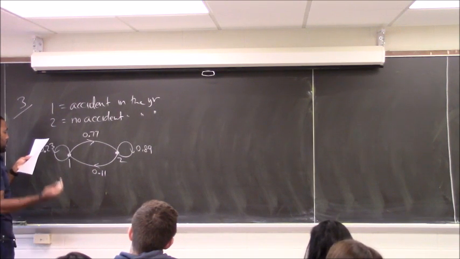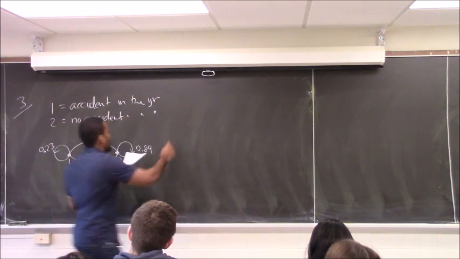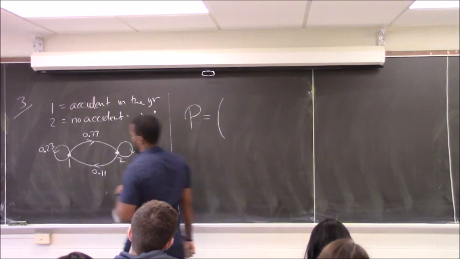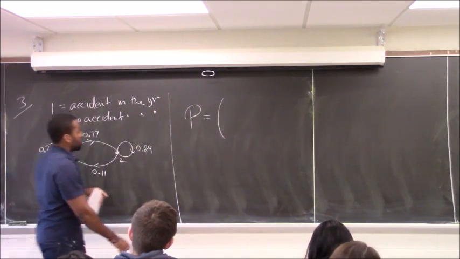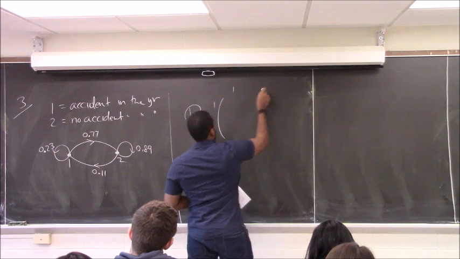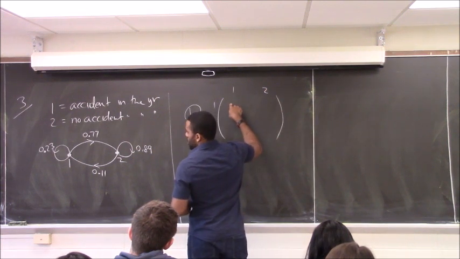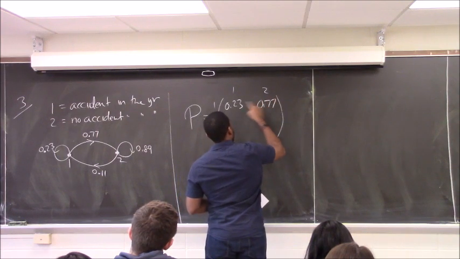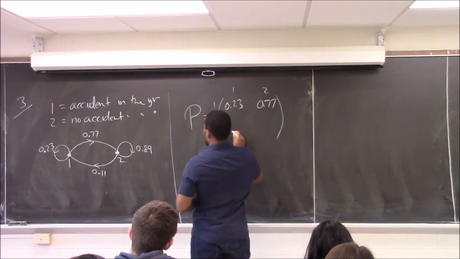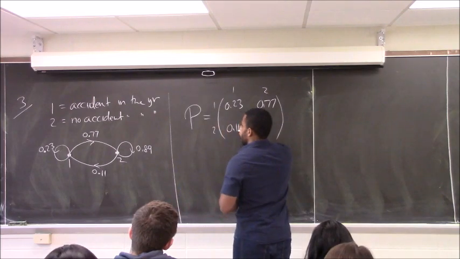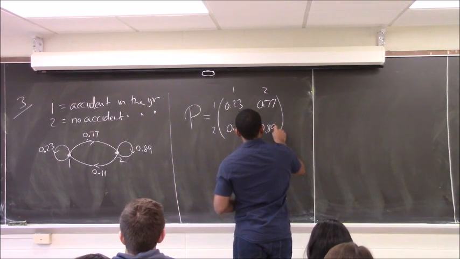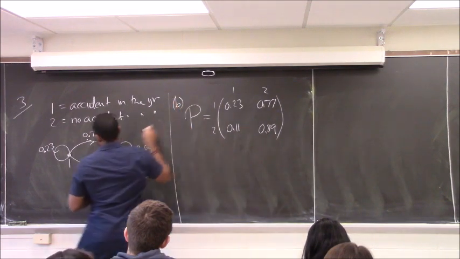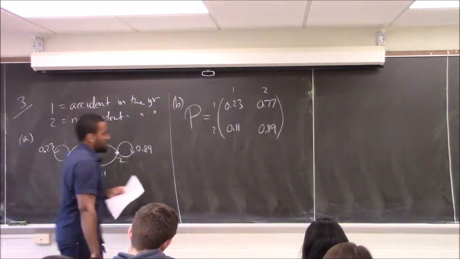Yeah, draw the transition diagram, and that was that. Then we wanted to find the transition probability matrix. I believe we did this already. I'm just recreating it. So here's 1, here's 2, here's 1, here's 2. 1 goes to 1 with 0.23, 1 goes to 2 with 0.77, the rows should add up to 1. 2 goes to 1 with 0.11, 2 goes to 2 with 0.89. So that was B. This was A. I think that's where we got to.